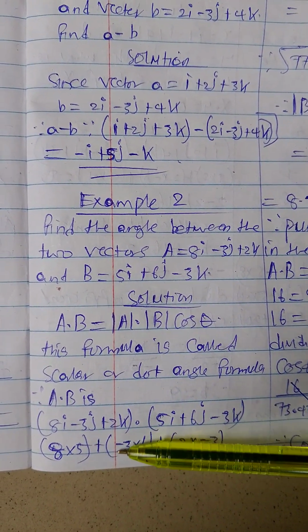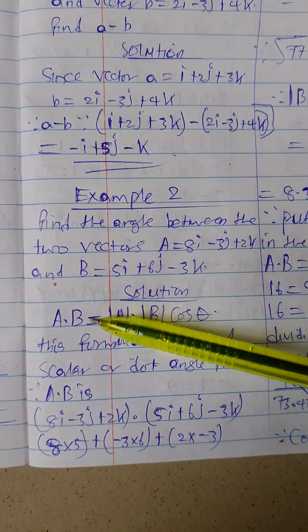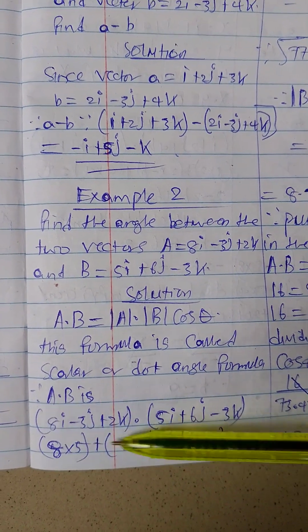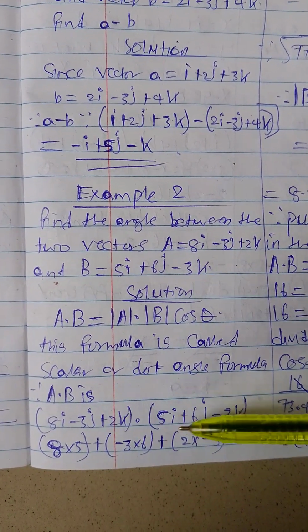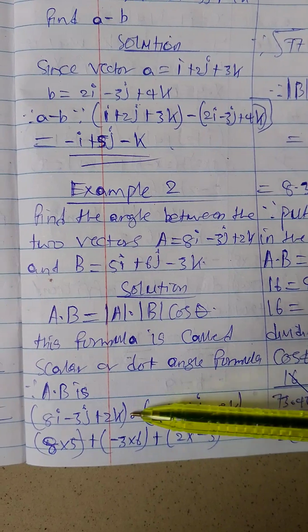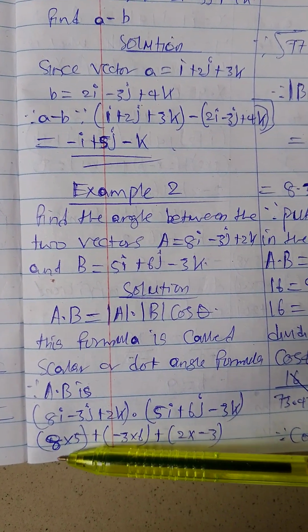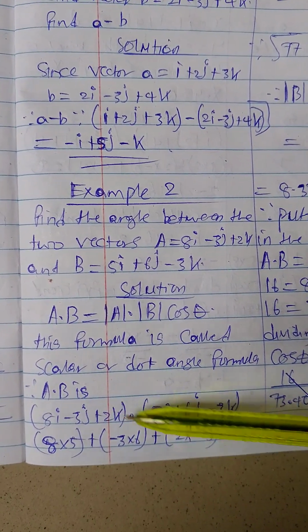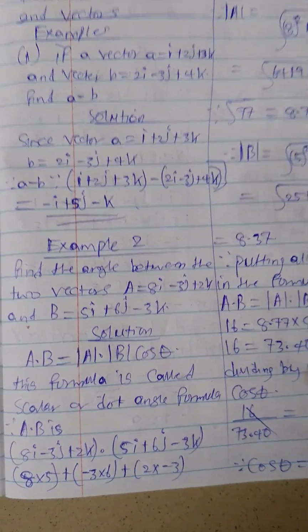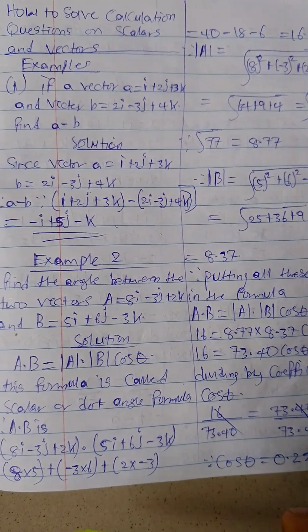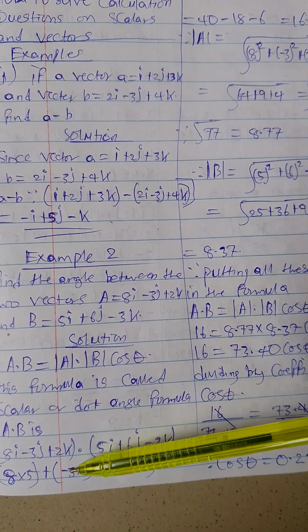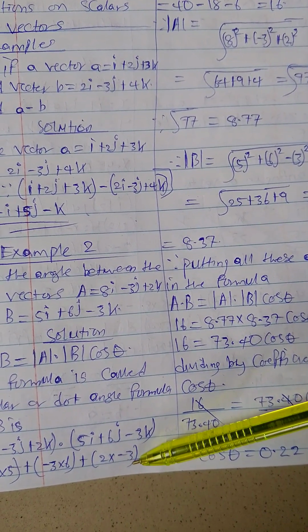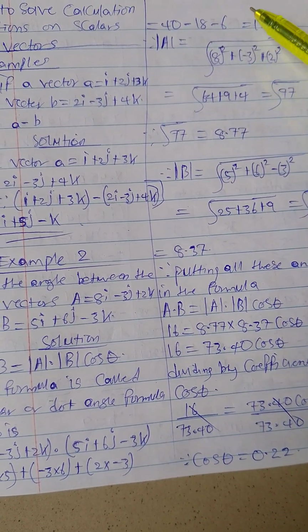So first we have to find a dot b. Now a dot b is vector a dot vector b, so that becomes 8 times 5 plus minus 3 times 6 plus 2 times minus 3. If you do this, 8 times 5 is 40, minus 3 times 6 gives you minus 18, and 2 times minus 3 gives you minus 6. So if you sum up everything here, that will give you 16.